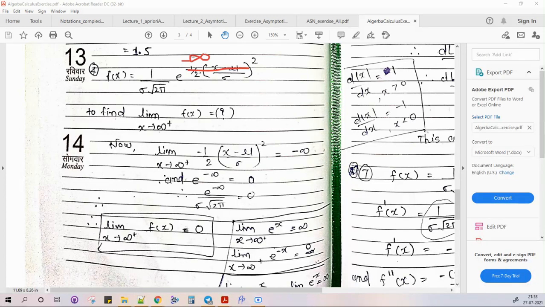And e to the power minus infinity is 0, because e to the power minus infinity is nothing but 1 upon e to the power infinity, which is 1 upon infinity, or 0, correct? And 0 multiplied by some positive value is again 0, so f of x is equal to 0 when x tends to infinity. So this is how you can solve it. Just concentrate on the term where you have the variable x, because everything else is nothing but constants, correct?